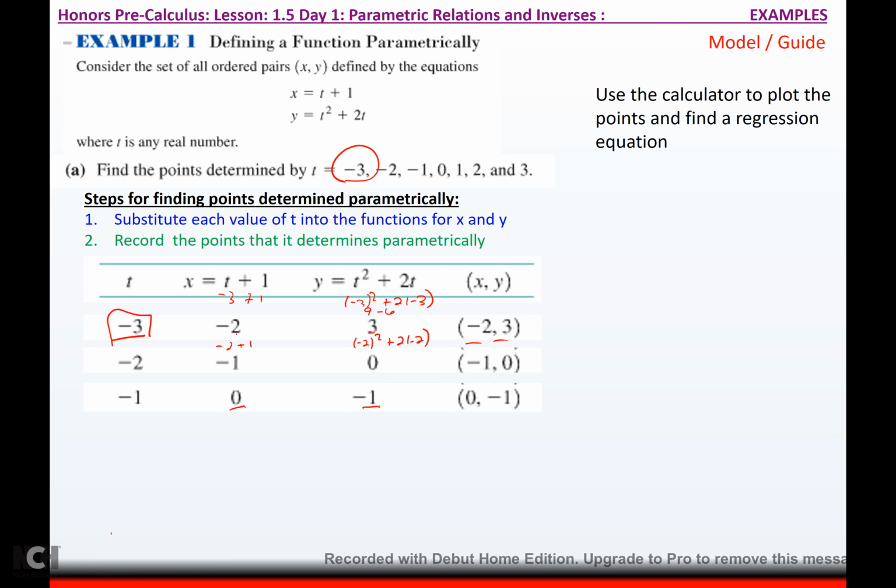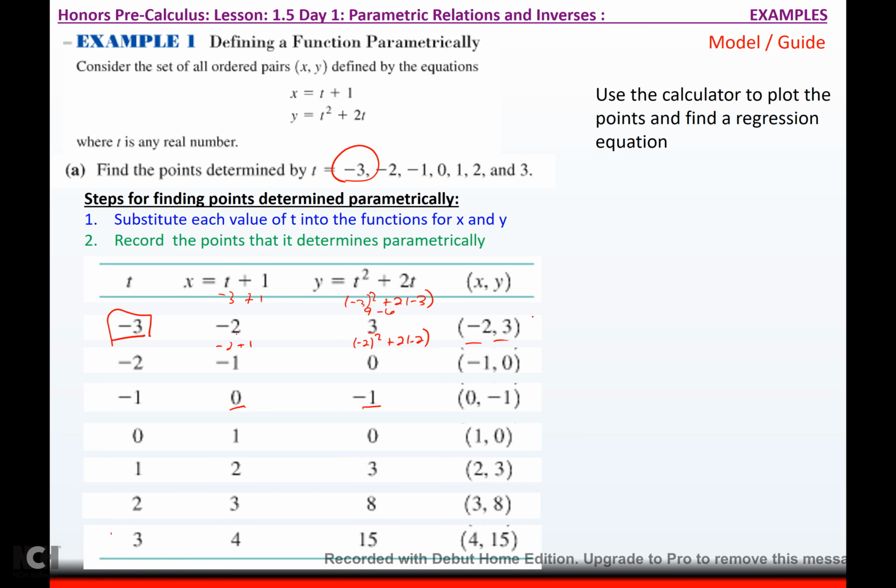Plug in -1, you get (0, -1). I'm not going to do all the math. It's very simple. Plug in 0, plug in 1, plug in 2, plug in 3. And so we end up with these ordered pairs for these two parametric equations. I'm going to get a little bit ahead and show you what's going on. Right now for A, technically we're done, but I wanted to show you.